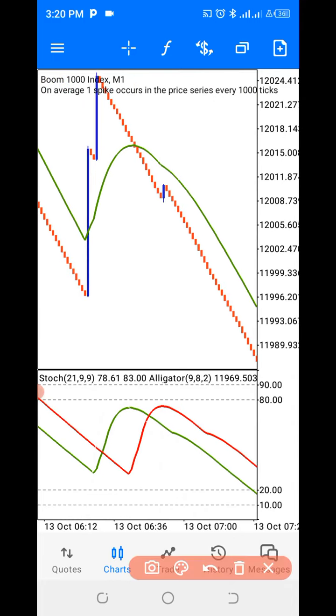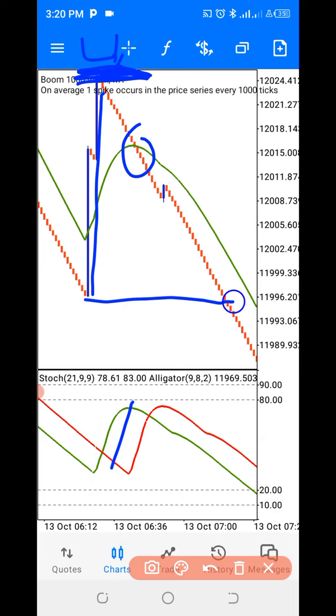So this is another example here. You can see after this spike up, you can enter. So your stop loss will be above this spike, which is your lower high, and your target was the lower low here, the previous low.